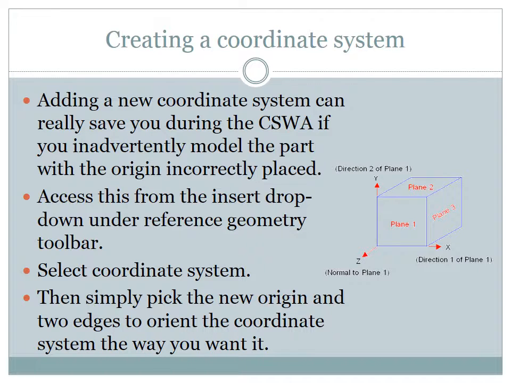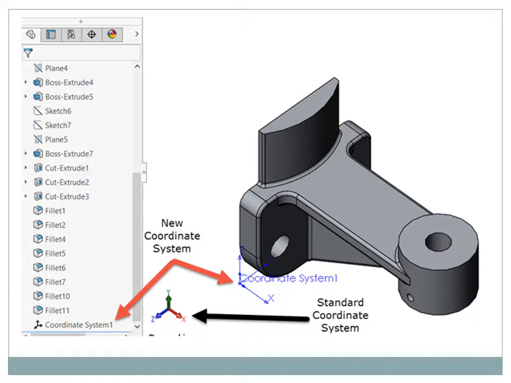Adding a new coordinate system can really save you during the CSWA exam if you inadvertently model a part with the origin incorrectly placed. Access this from under the Insert drop-down menu under Reference Geometry toolbar. Select the coordinate system and simply pick the new origin and 2 edges to orient the coordinate system the way you want it. Your new coordinate system will show up on your drawing as soon as you click OK.